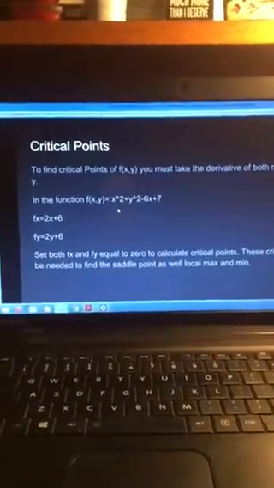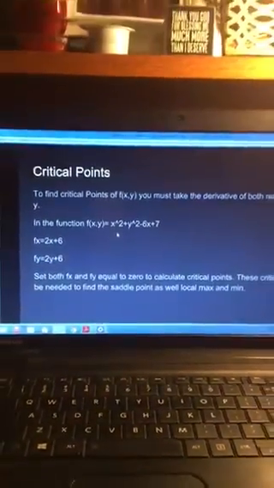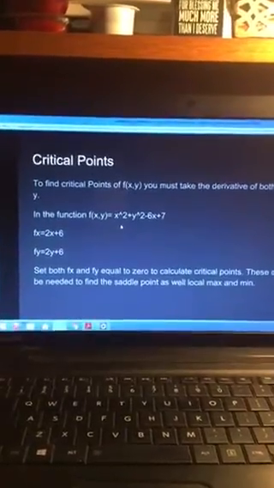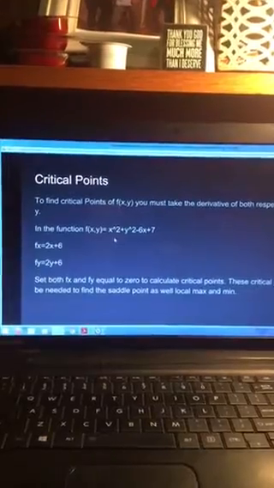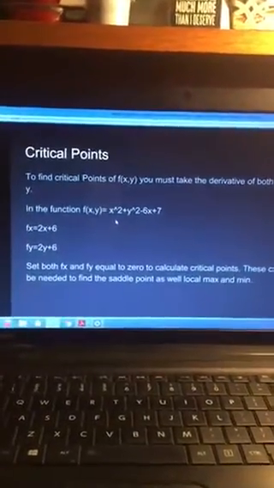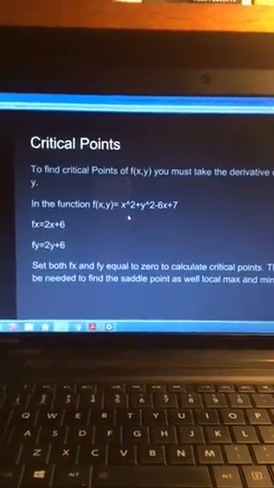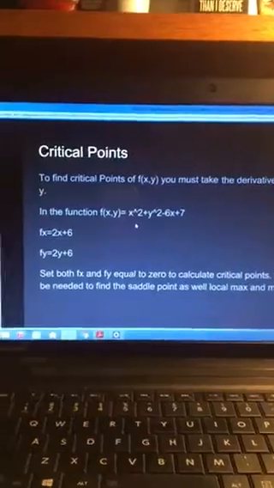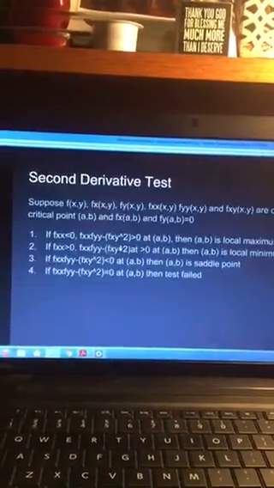So I have to take the derivative with respect to x, which is f sub x, which is 2x plus 6. And the derivative with respect to y, which is f sub y, is 2y plus 6. And we set both equations equal to 0 to get our critical values. And these critical values will tell us where our local min and local max points are.